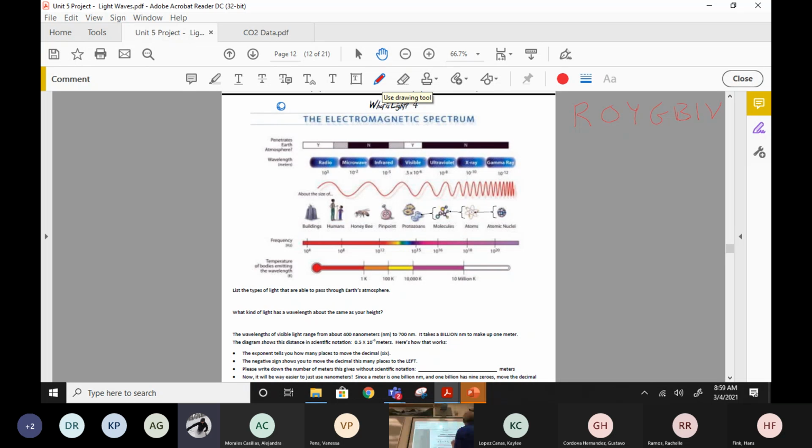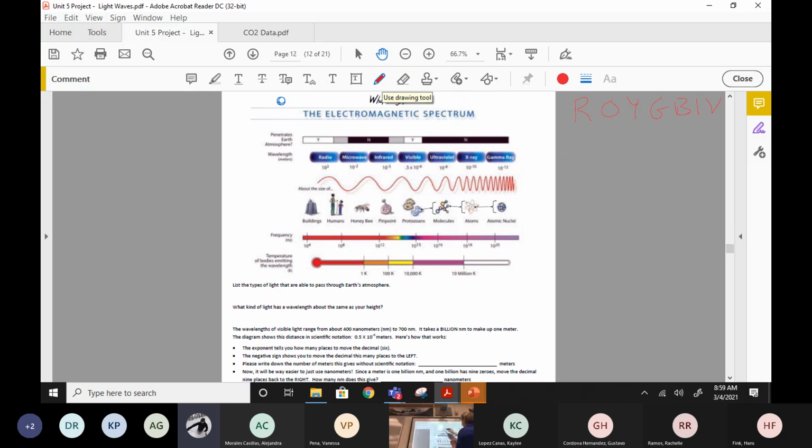Let's look at the waves. Red looks like this. Violet looks like this. Which has more energy? Violet has more energy, which means its wavelength is shorter and its frequency is higher. You okay with that?